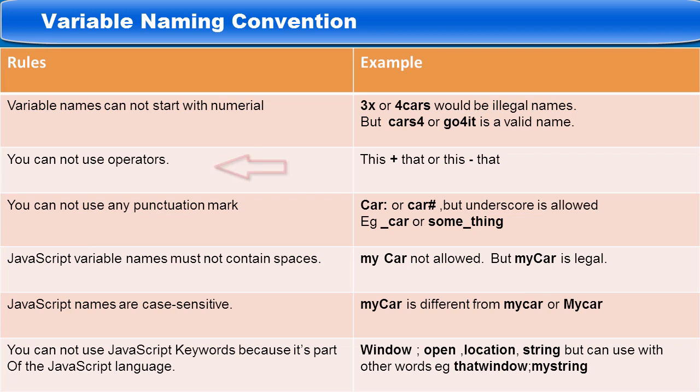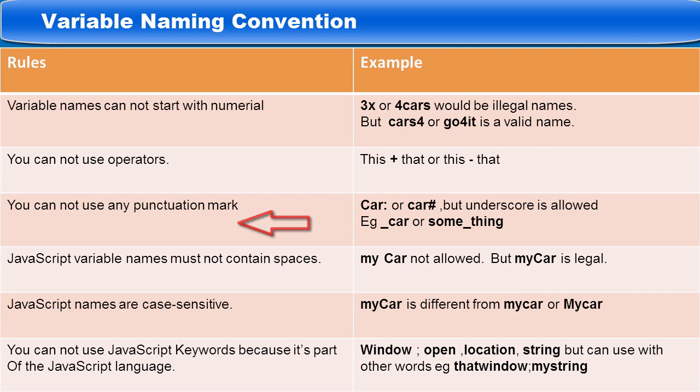You can't do that. You cannot use any punctuation marks of any kind in a JavaScript variable name other than the underscore. So you can't call your variable car colon or car hash, but you can use an underscore. Underscore is allowed, so you can give your variable name underscore car, for example, or something underscore something or thing.